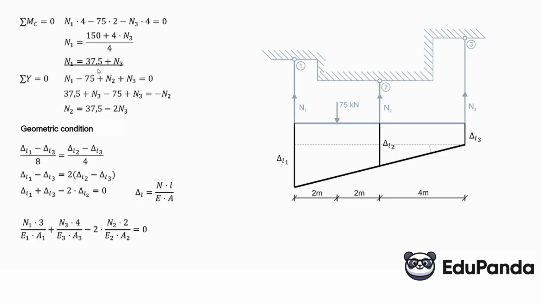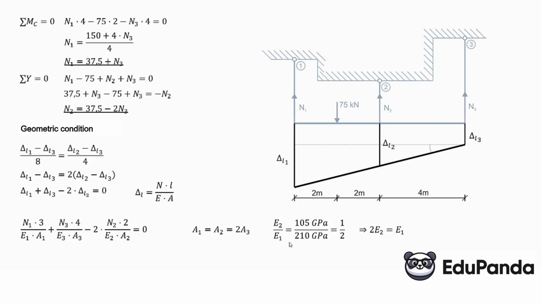We substitute this relationship we've previously determined for N1. We substitute this relationship we've previously determined for N2. And we also remember from the problem statement that the cross-sectional area of the first rod is the same as the cross-sectional area of the second, and it is equal to twice the cross-sectional area of the third rod. And we also had the Young's moduli provided.